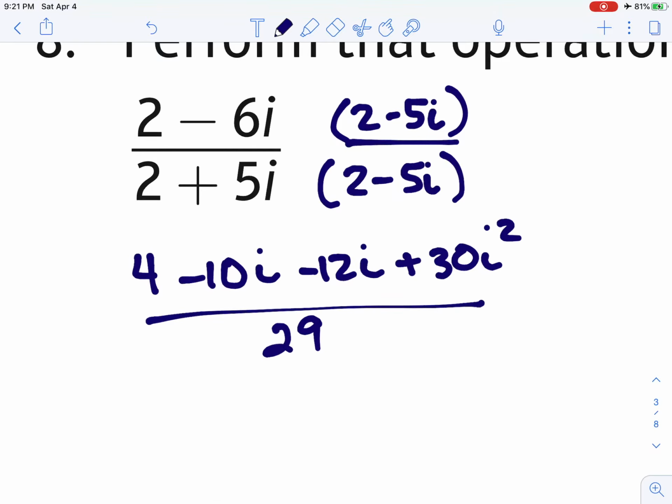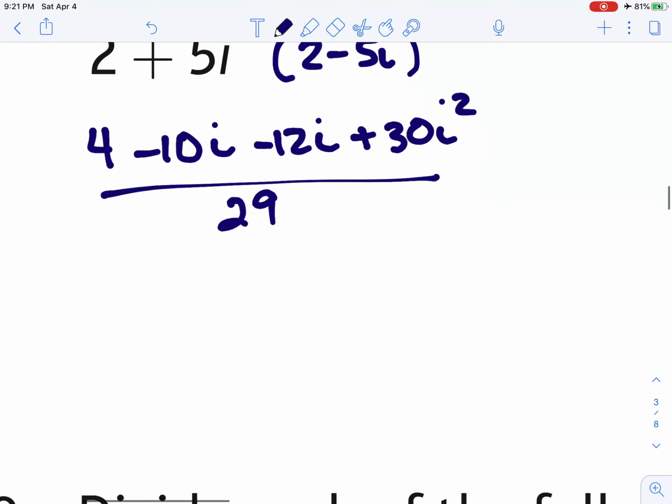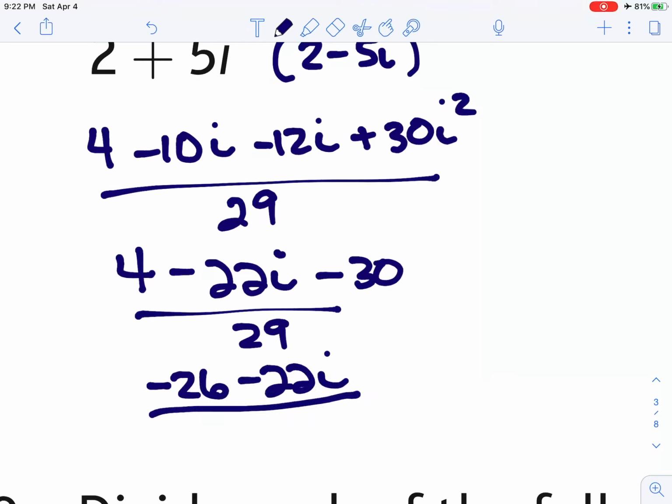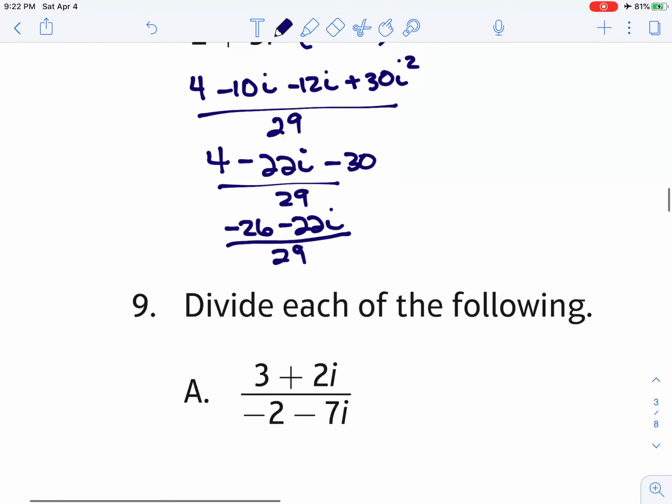Didn't we already multiply the denominator? So then it got 29. Awesome. So now I have 4 minus 22i minus 30 all over 29. I have to have my real numbers first. So negative 26 minus 22i all over 29.